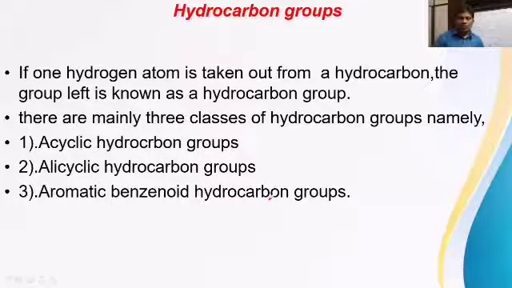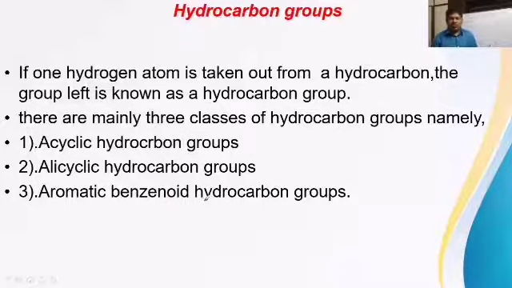When a hydrogen atom is removed, taken out from the molecule, whatever group is left over after removal of the hydrogen atom is called what? A hydrocarbon group. And these hydrocarbon groups are mainly of how many types? Three types. What are they? Acyclic hydrocarbon group, alicyclic hydrocarbon group, and aromatic benzenoid hydrocarbon group.